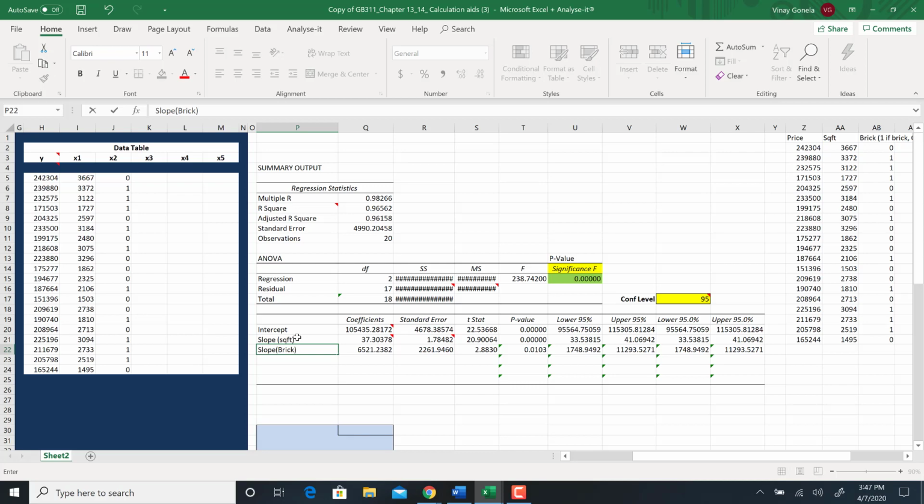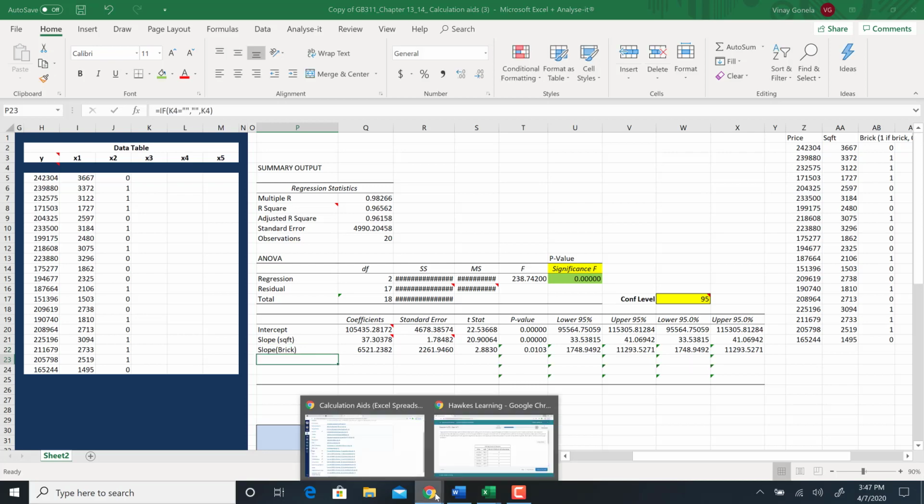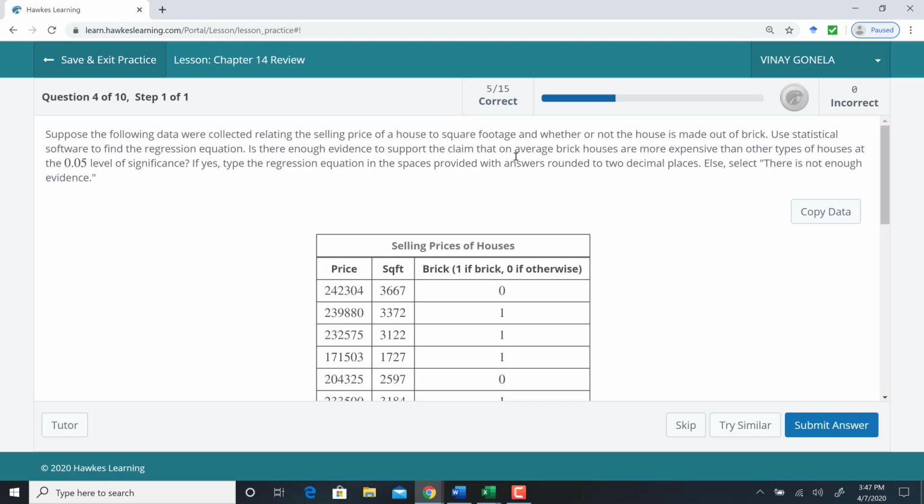So what the question is asking us to do, if you read the question carefully, is use statistical software to find the regression. Is there enough evidence to claim that on average brick houses are more expensive than the other types of houses at the 0.05 level? If yes, type the regression equation with answers rounded to 2 decimals, else select there is not enough evidence.